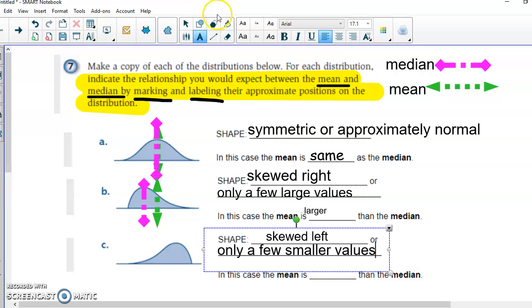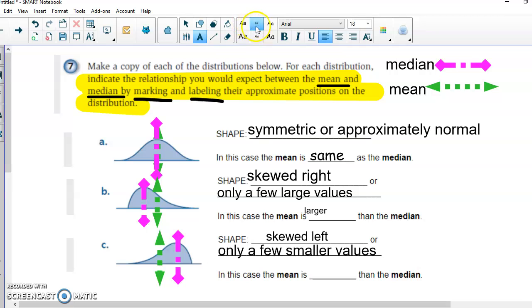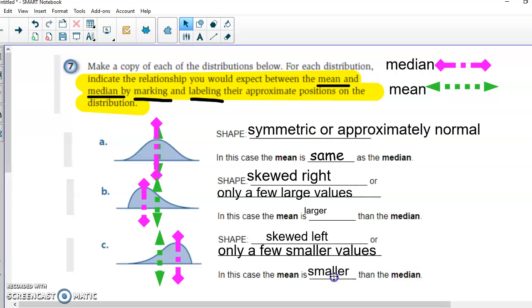So in this case, if we were going to draw the mean and the median, let's do it. Back to our mean and median. Our mean right here is actually going to be smaller than our median. Our median will be somewhere in here. The way I remember that for all of these is I think, where are only a few values? If only a few values are smaller, then the mean is smaller. If only a few values are larger, the mean is larger.